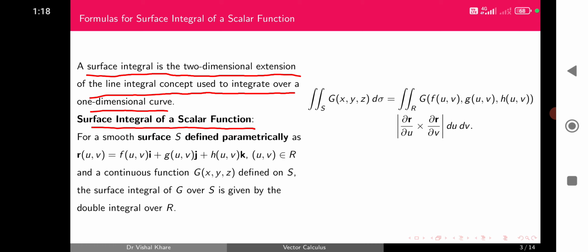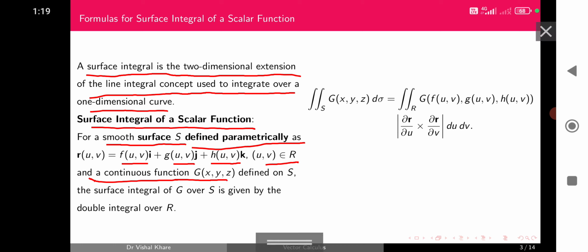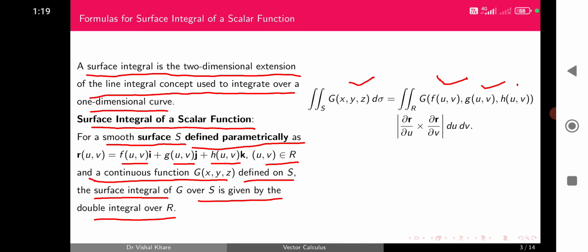Surface integral of a scalar function: for a smooth surface S defined parametrically as vector r(u,v) = f(u,v) i + g(u,v) j + h(u,v) k, where (u,v) belongs to R, and a continuous function g(x,y,z) defined on S, the surface integral of g over S is given by the double integral over R. So double integration of g(x,y,z) d sigma is equal to double integration of g(f(u,v), g(u,v), h(u,v)) times the modulus of r_u cross r_v du dv.